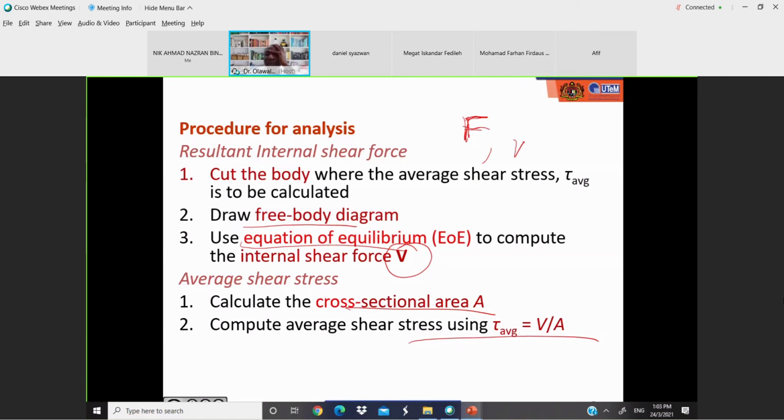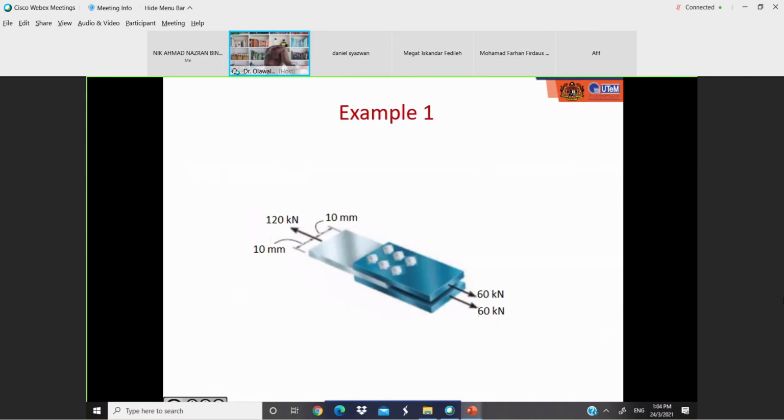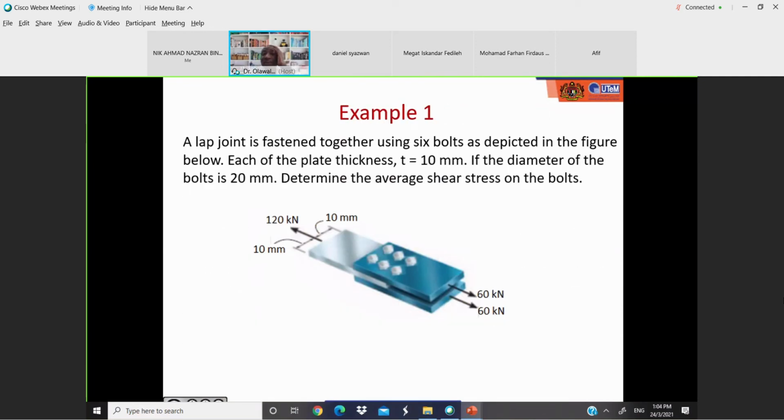I will look at one example, but this is not limited to this example. There are other examples. I think in your tutorial class, I'll be showing you another set of examples. But let's look at this example here. Now, a lap joint is fastened together using 6 bolts as shown in the figure. Each of the plates has a thickness of 10 mm. If the diameter of the bolt is 20 mm, determine the average shear stress on the bolts.